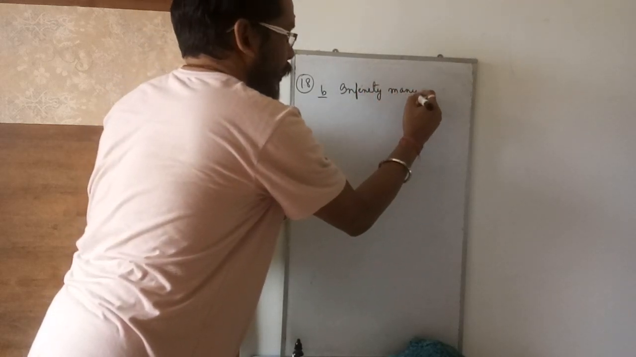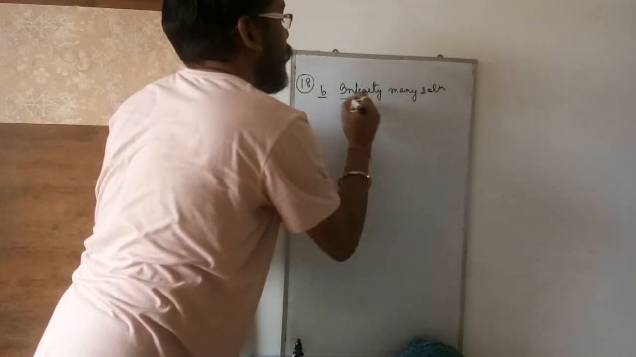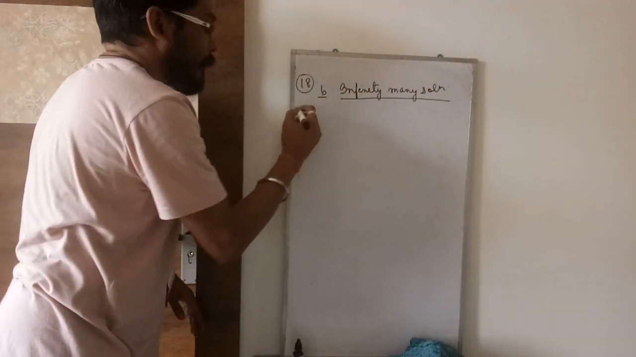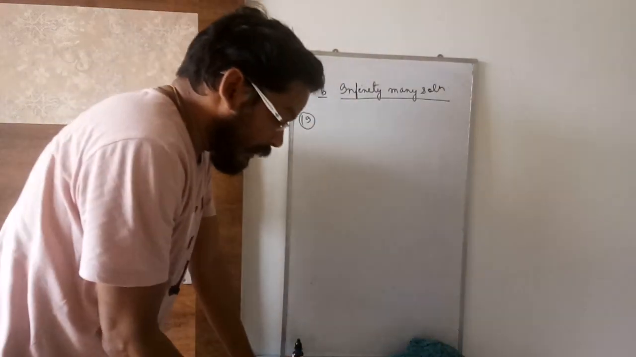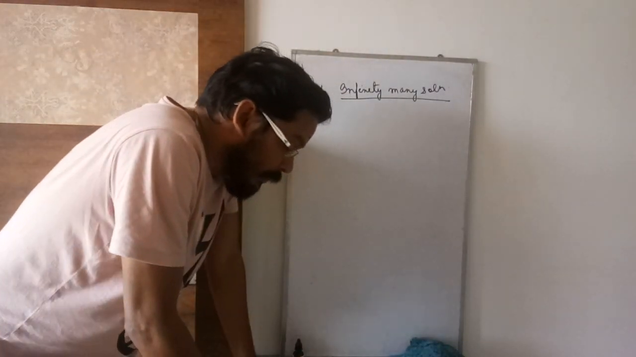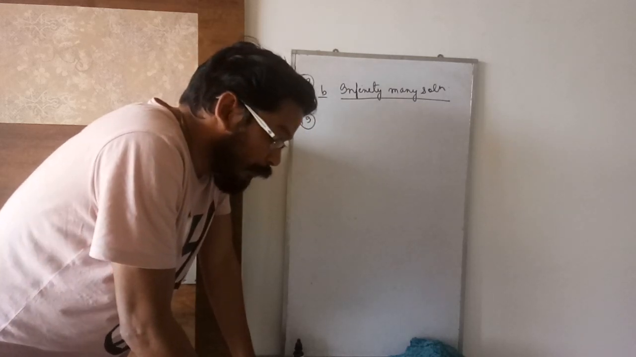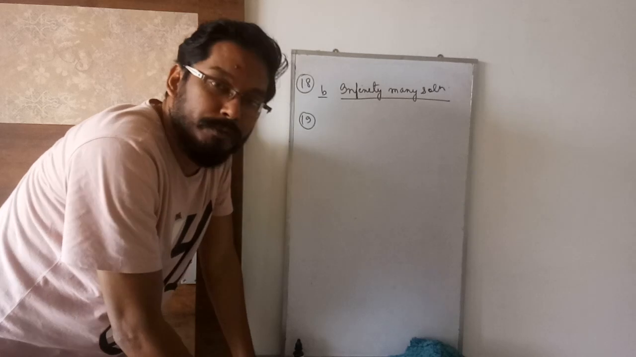Infinitely many solutions is option B. Now we will go for question number 19. Question number 19: show that 1.272727... equal to 1.27 bar can be expressed in the form p by q.